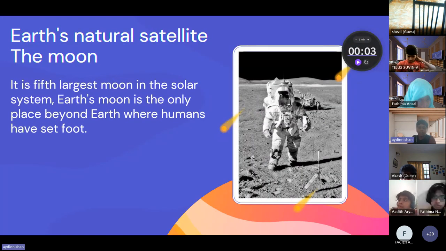Now we get to Earth's natural satellite, the Moon. The Moon is the fifth largest moon in the solar system. Earth's moon is the only place beyond Earth where humans have gone and set foot. So the first man to go on the Moon was Neil Armstrong. Does anybody know that? Yes. Okay.